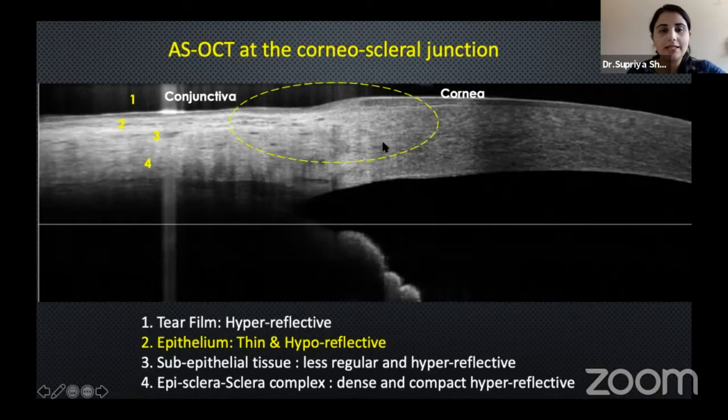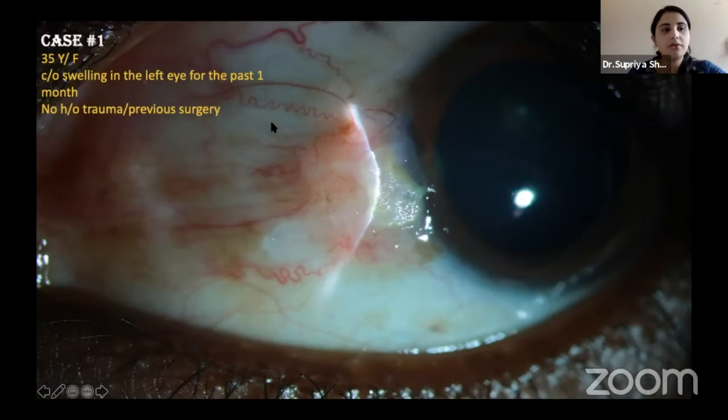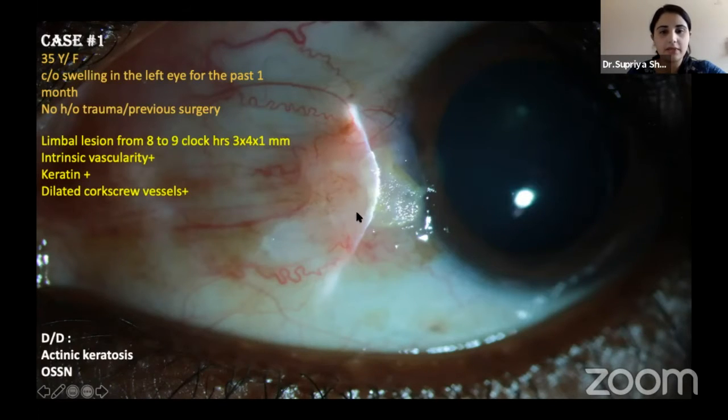For our better understanding, we'll pay more attention to how the limbus appears and the changes that take place over here. The first case is of a 35-year-old female who presented with swelling in the left eye over the past 1 month. As we see here, there was a limbal lesion at around 9 o'clock with intrinsic vascularity, a keratin plaque on the surface, and a few dilated conjunctival vessels. The two differentials thought of were actinic keratosis and OSSN.